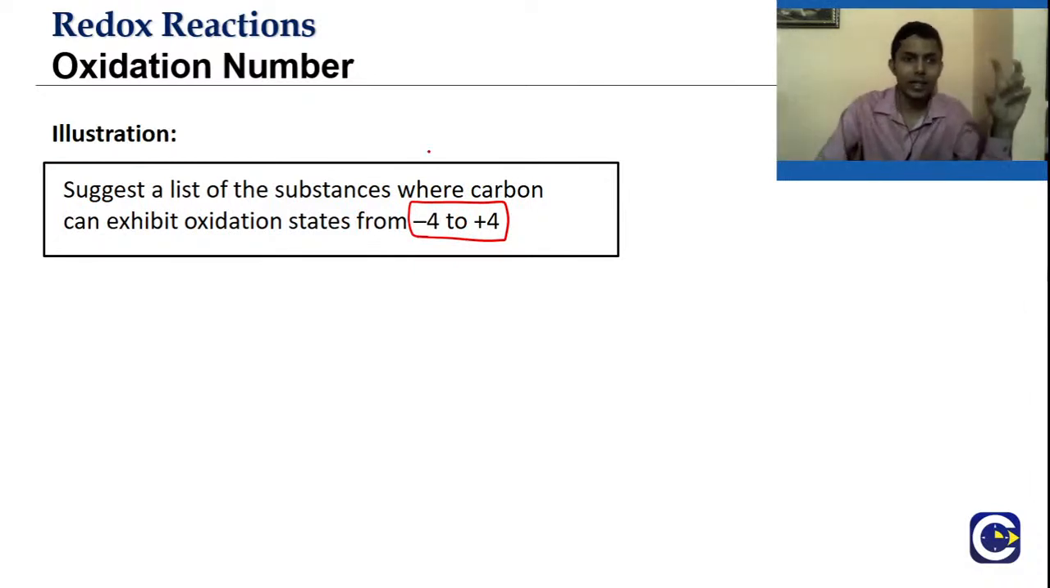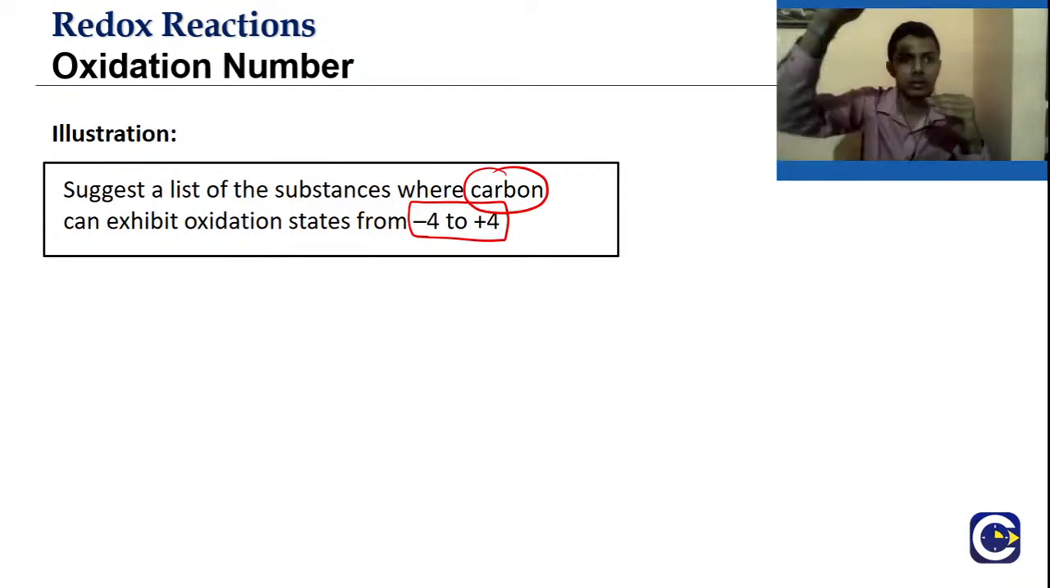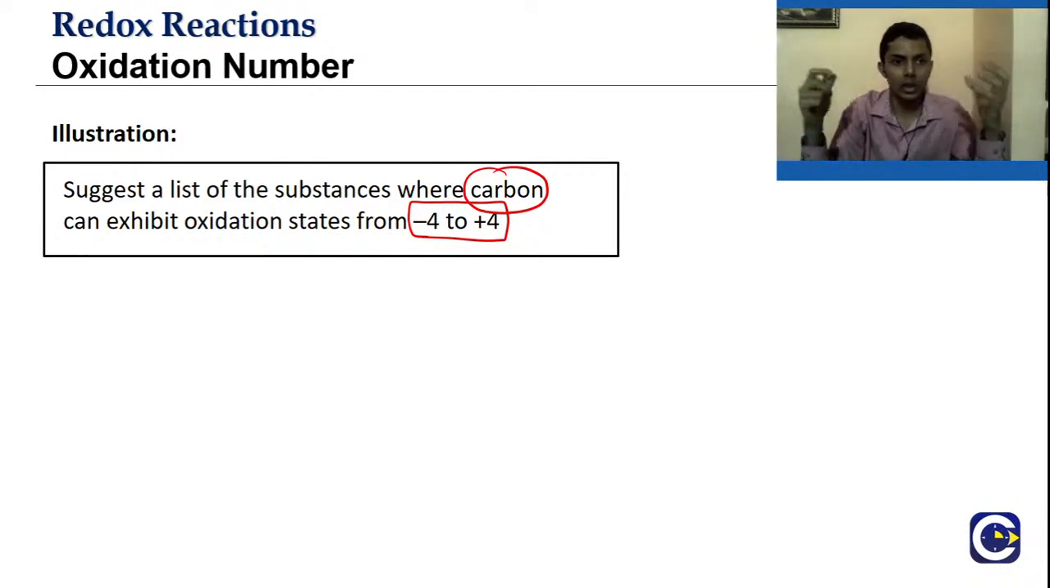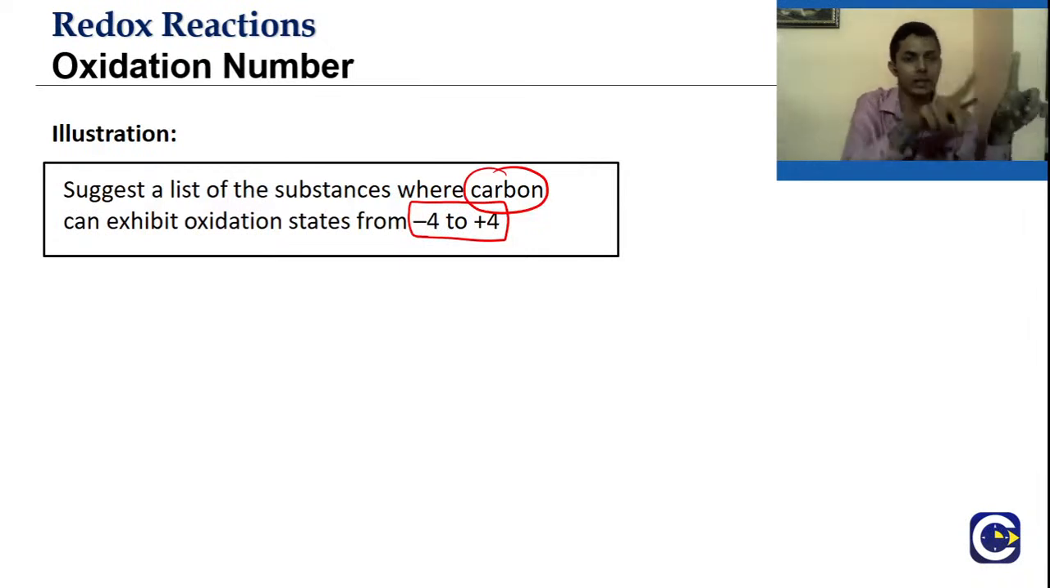The hint is that carbon will have a lower oxidation state when it is bonded with hydrogen, and it will have a higher oxidation state when it is bonded with oxygen, because oxygen is an electronegative element, and addition of oxygen will increase the oxidation number. With this logic, try to find many different compounds of carbon where carbon will have oxidation number -4, -3, -2, -1, 0, 1, 2, 3, 4. This is homework for you.